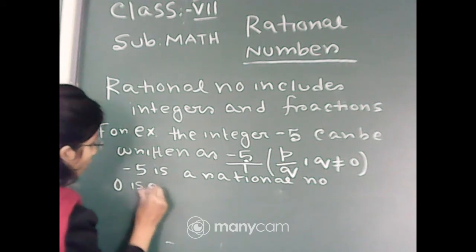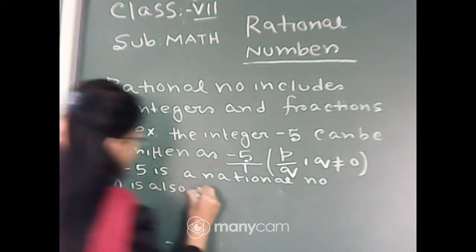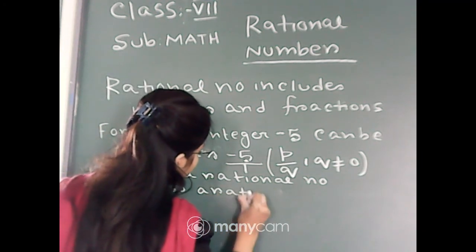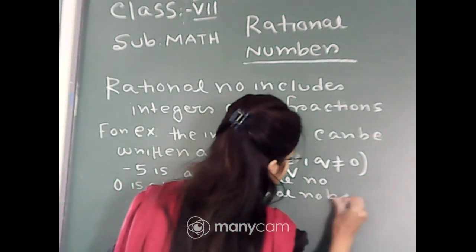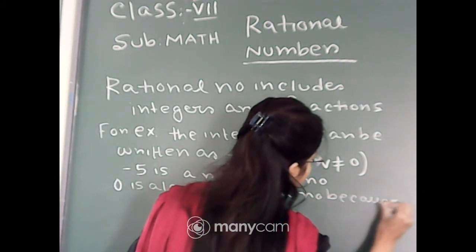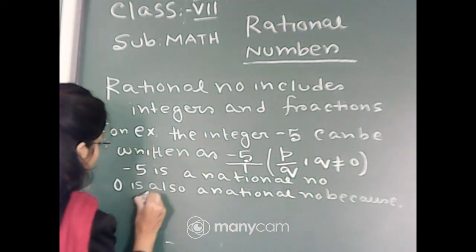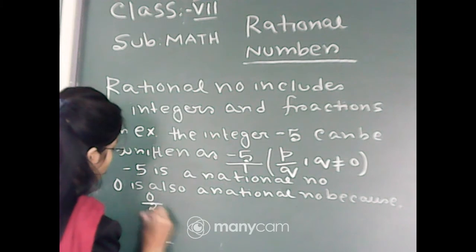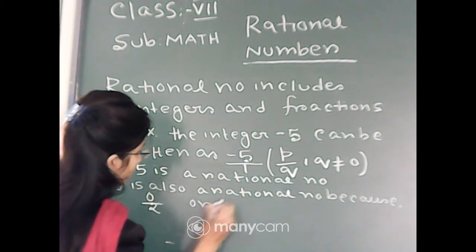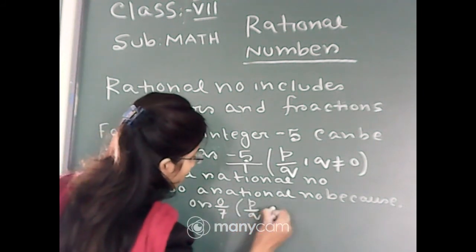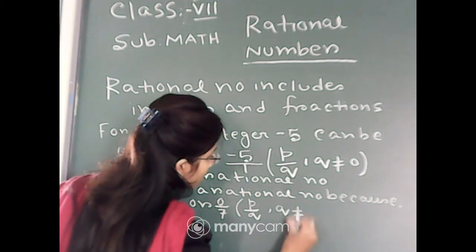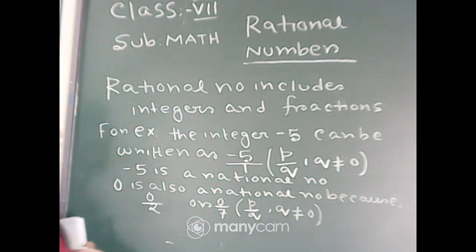0 is also a rational number, because we can write it as 0 divided by 2 or 0 divided by 7, that is P divided by Q form, where Q not equal to 0. So, 0 is also a rational number. Clear? If you have any doubt, then you can ask me any problem.